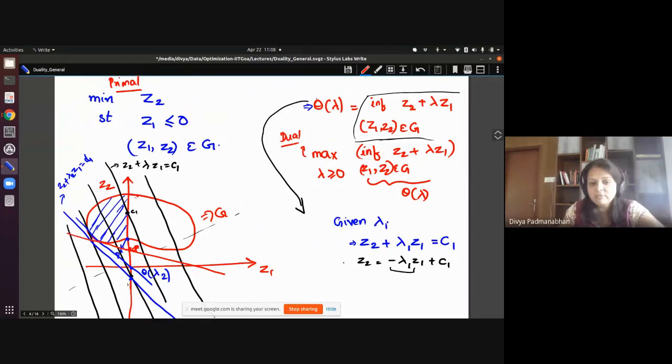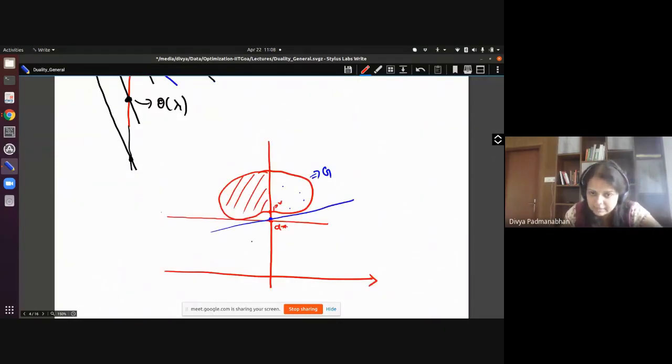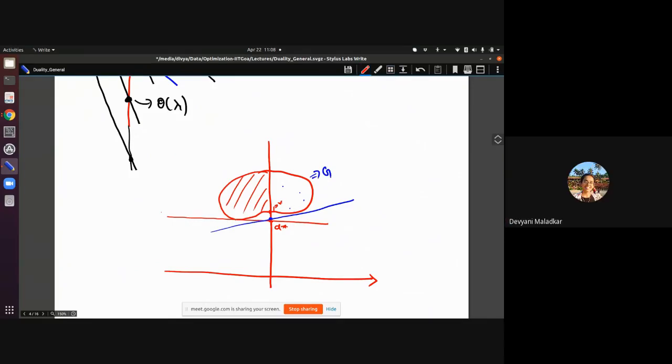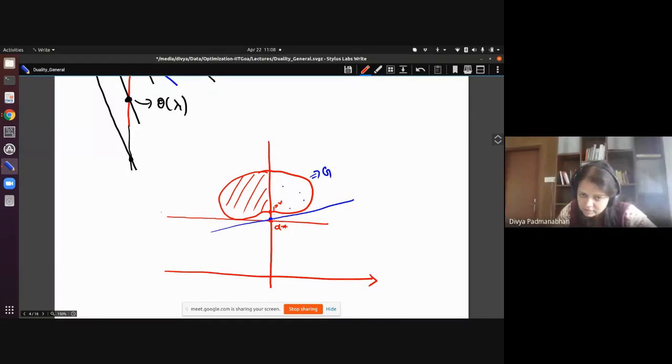Yeah, I guess in these cases, the primal optimum would be... It wouldn't be the one on the axis actually. It wouldn't be on the axis.